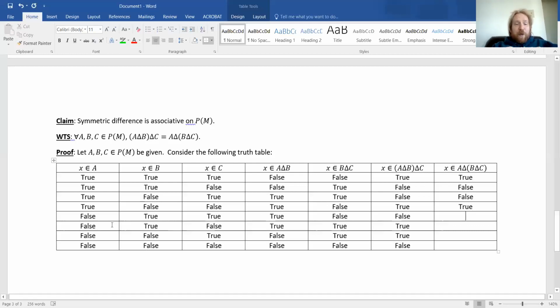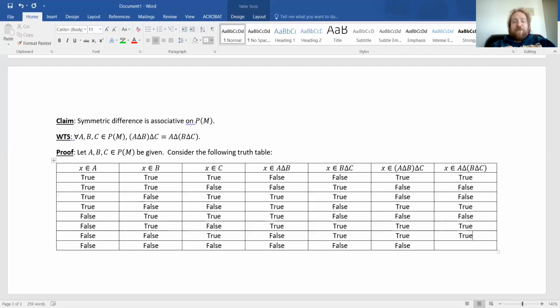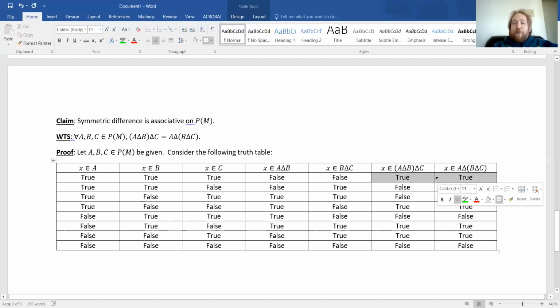In the fifth row, we have a false with a false, which is false. In the sixth row, we have a false with a true, which is true. In the seventh row, we have a false with a true, which is true. And in the eighth row, we have a false with a false, which is false. So now again, we look, do they match? Both true, both false, both false, both true, both false, both true, both true, both false. So they match.